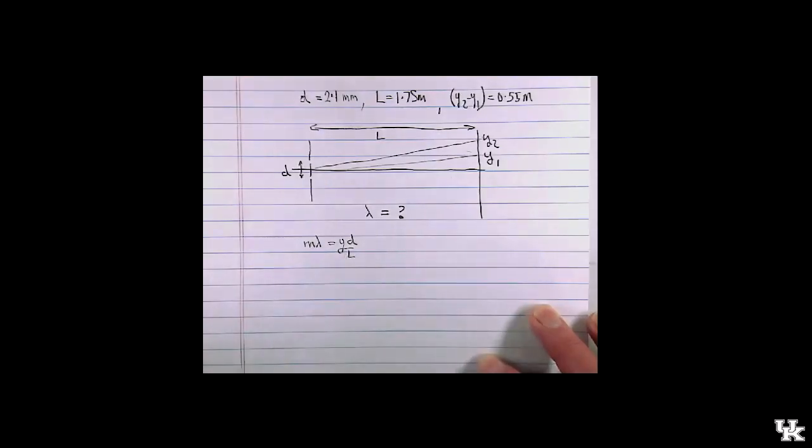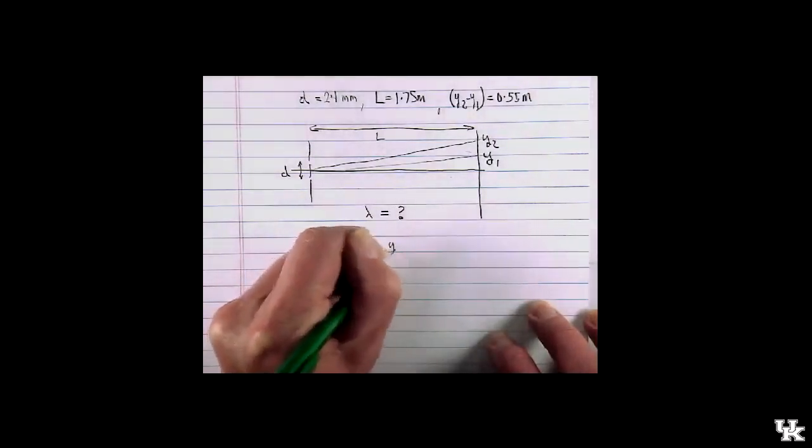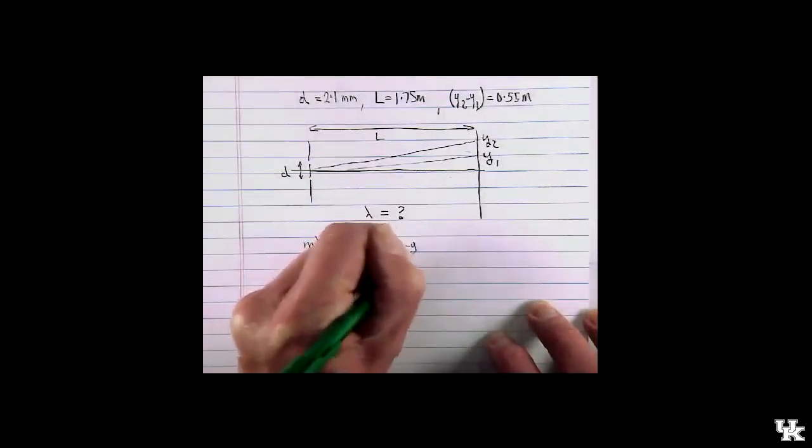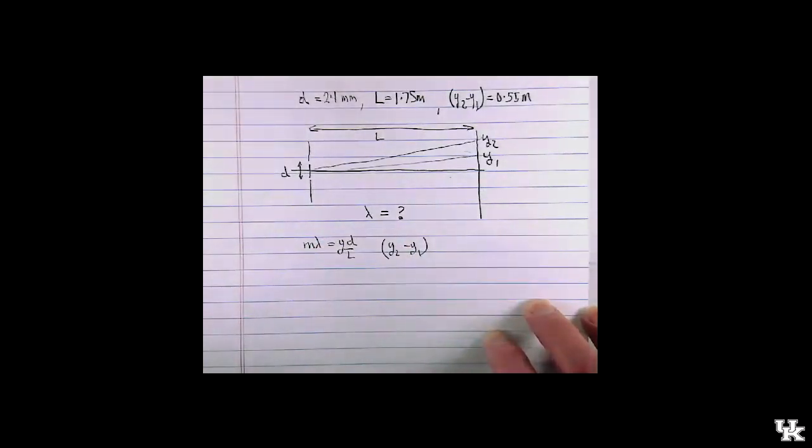Now, we're actually not told the location of a bright fringe. We're told the difference between two bright fringes. So I'm going to use this in a slightly different way. What I'm going to do is rearrange this a bit. Firstly, I put a label on the y's here. This is the second order position, and this is the first order position for the bright fringes.